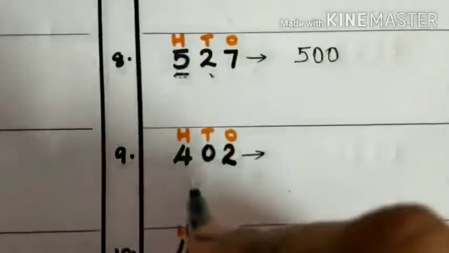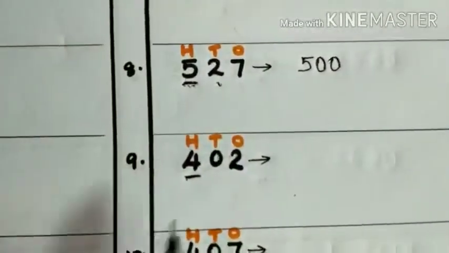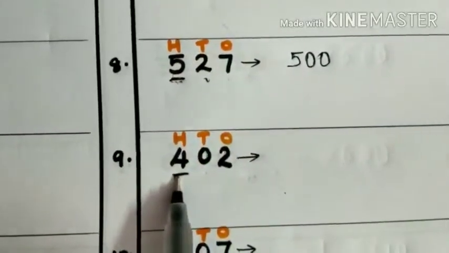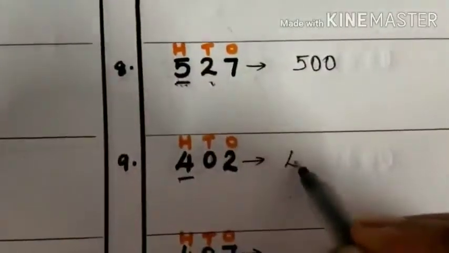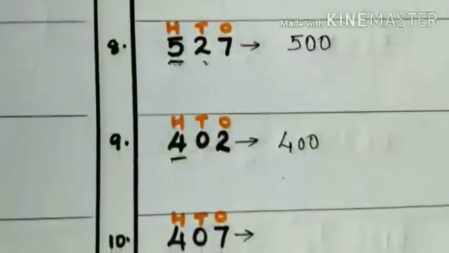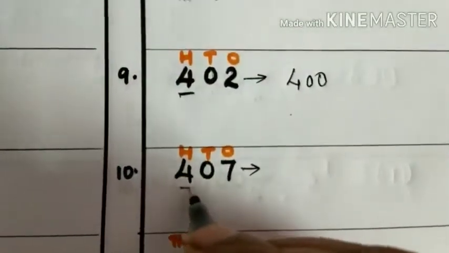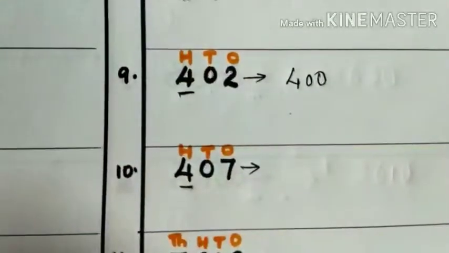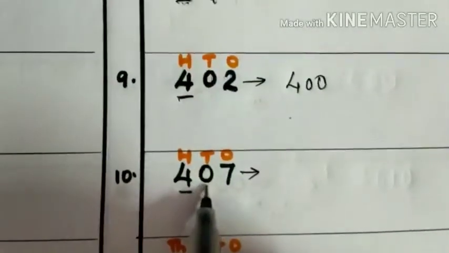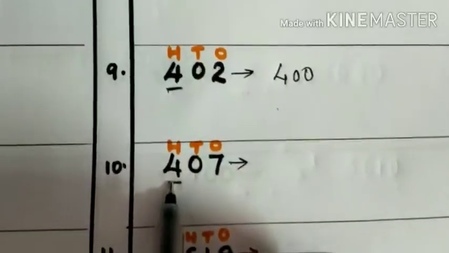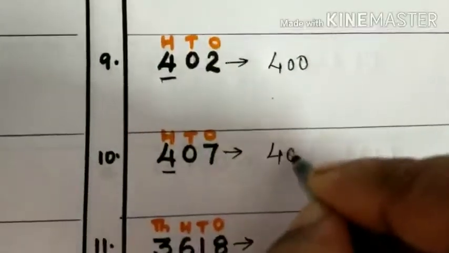402. Ones, tens, hundreds place digit is 4. Tens place digit 0. So no change for 4. 402 is rounded down to 400. 407. Ones, tens, hundreds. Hundreds place digit. Next is 0. 0 is less than 5. Again no change for 4. 400.